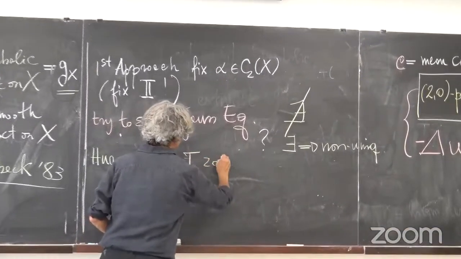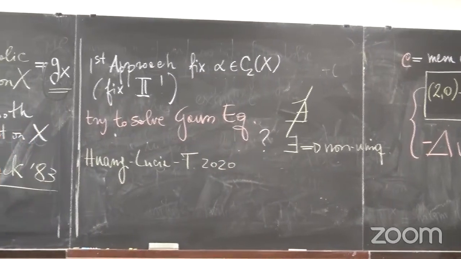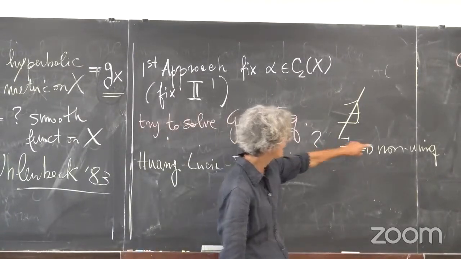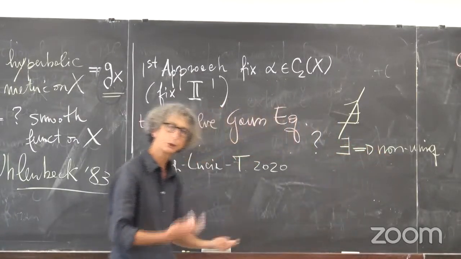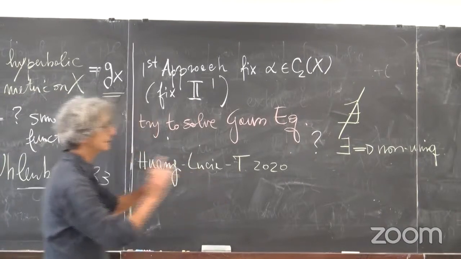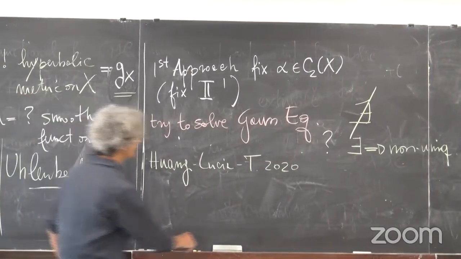I think it appeared in 2020. And there we describe exactly the case when non-existence happens, and this non-uniqueness phenomenon as it occurs, and so on and so forth. So this is really a bad start. It's not the way that you want to do it. So somehow you have to look at things a little bit differently.